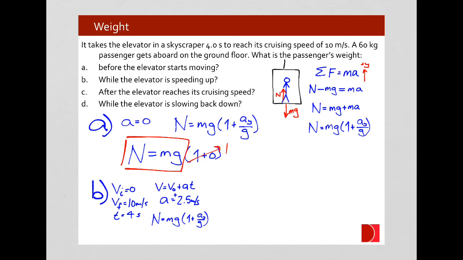We find that the weight, which should be a force, is 738 newtons. That's kind of hard to visualize, and so we can divide out the 9.8 and say it's as if our passenger weighs 75.3 kilograms. Considering that they usually weigh 60 kilograms, to say that they feel 75 kilograms worth of force means that they weigh about 25% more than they normally do, which is a significant amount.